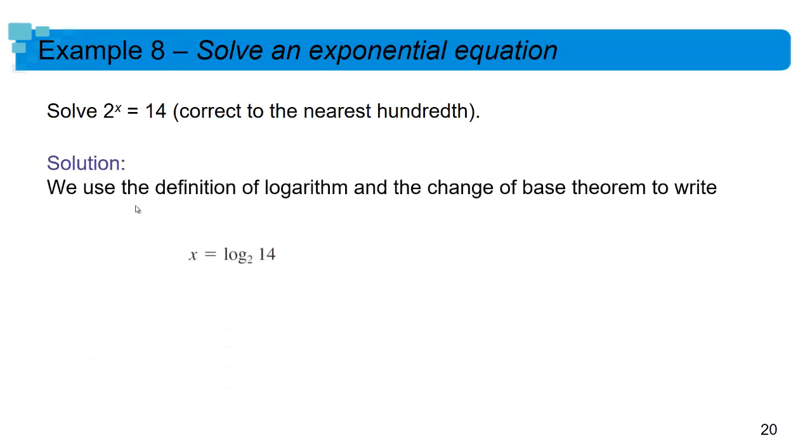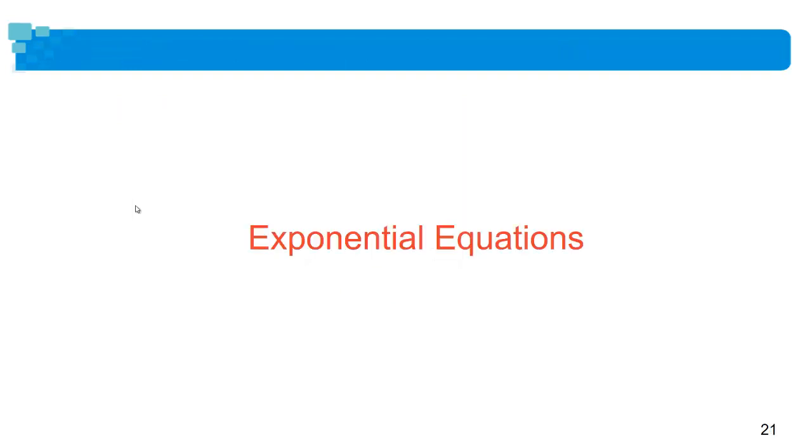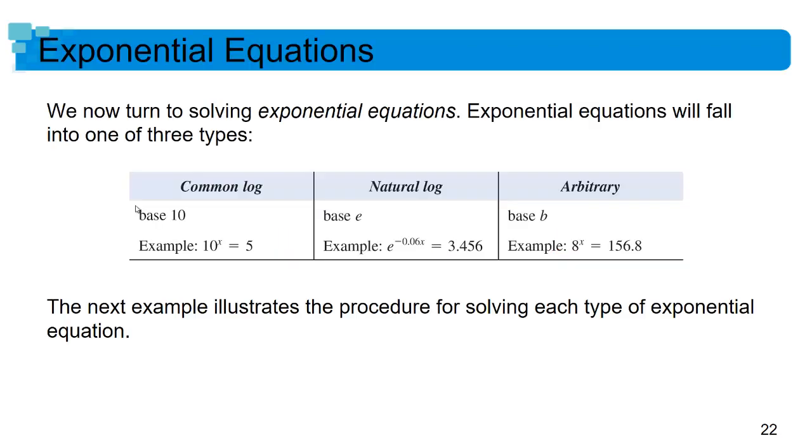Because we can't calculate log base 2 in our calculators, but we can do log of 14 over log of 2, and we get basically 3.81, which was right where we thought it was going to be, somewhere between 3 and 4. Okay, so solving exponential equations really comes down to some simple things.